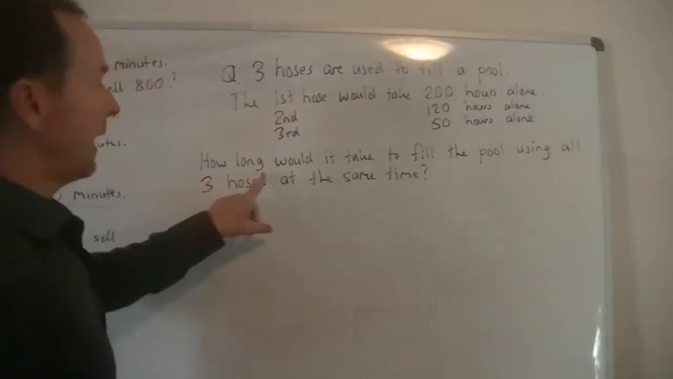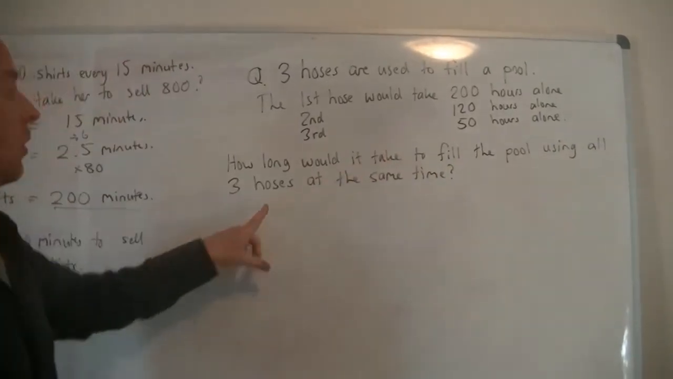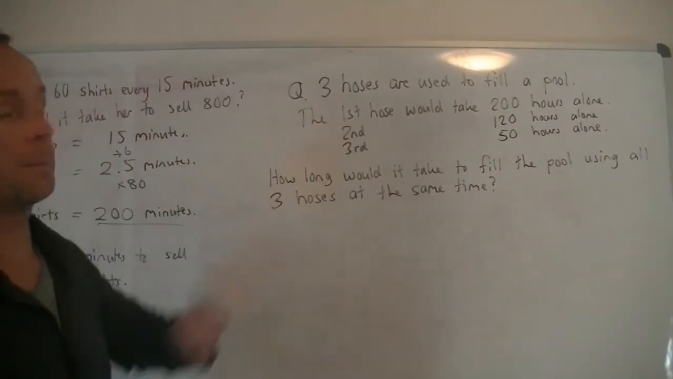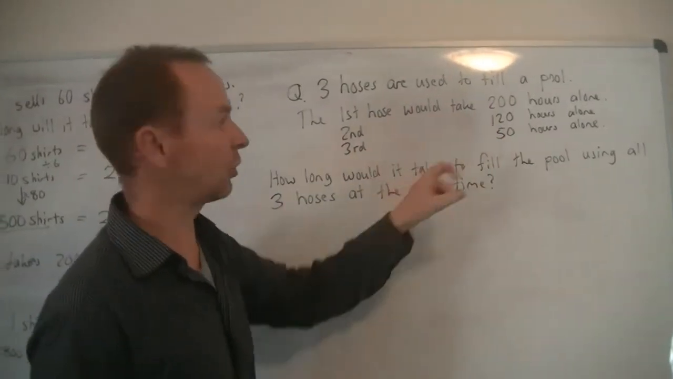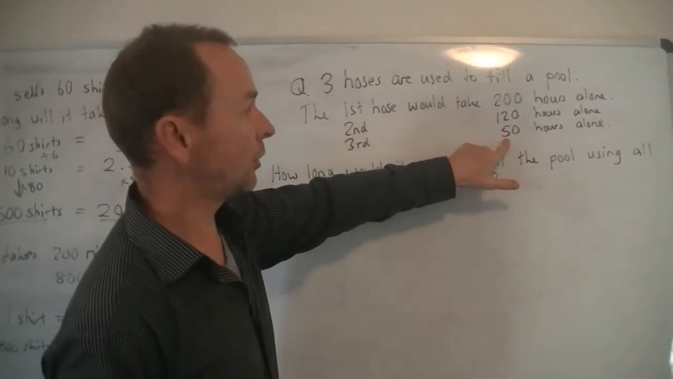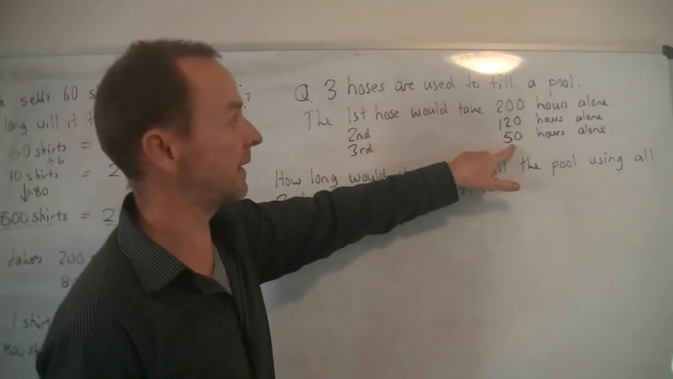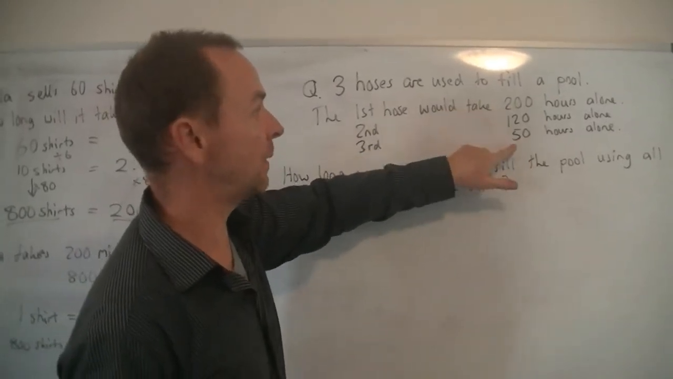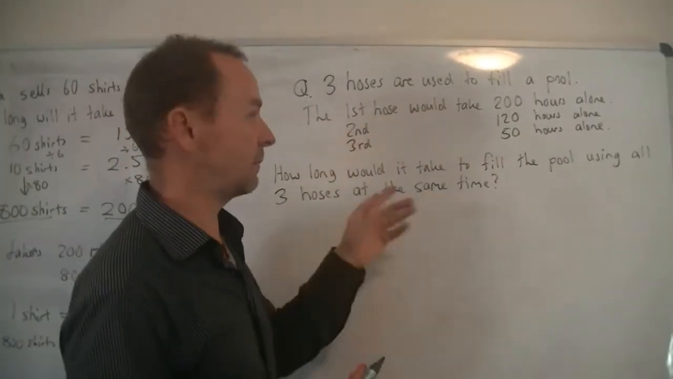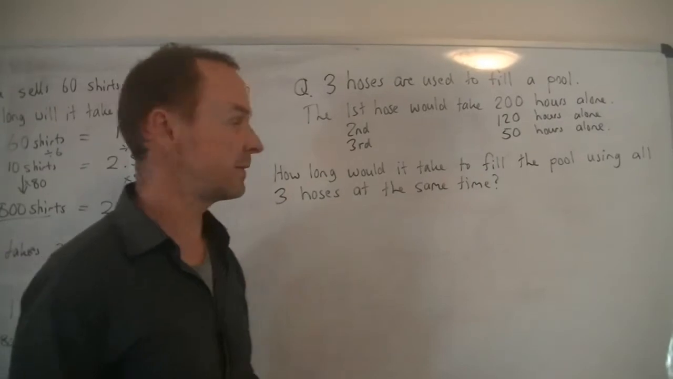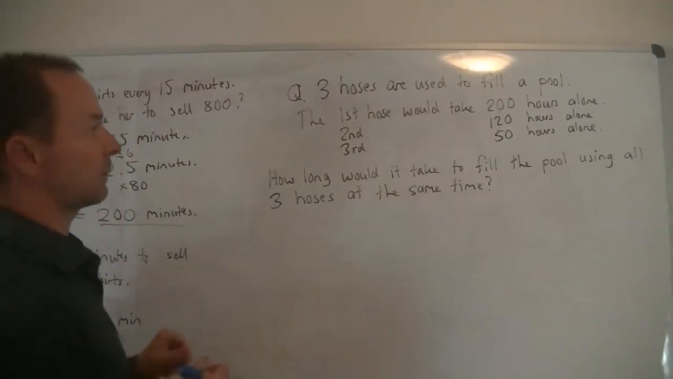So the question is, how long will it take to fill the pool using all 3 hoses at the same time? Sometimes people say, oh, all 3, you add these together. That's not right at all, because that one alone takes 50 hours. So just using common sense, if you had these other 2 hoses helping this one, it's going to be a lot less than 50 hours. So you're expecting an answer in between 0 and 50 using common sense. Alright, the way we do it.